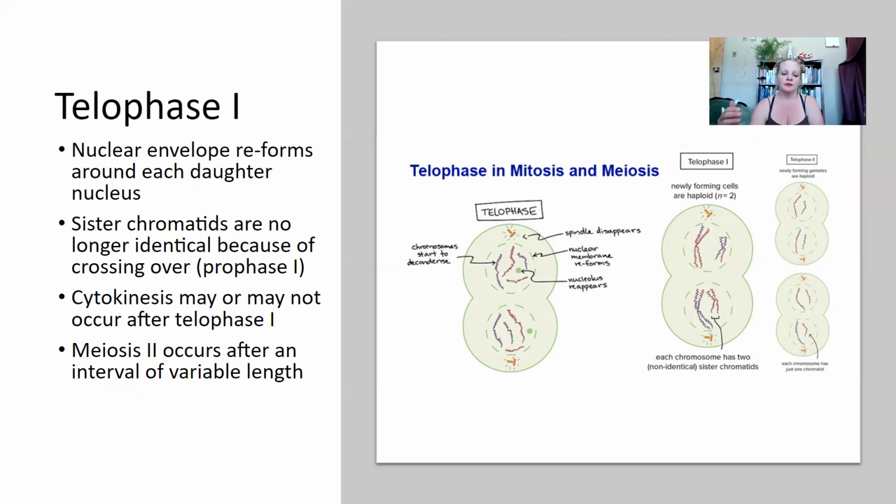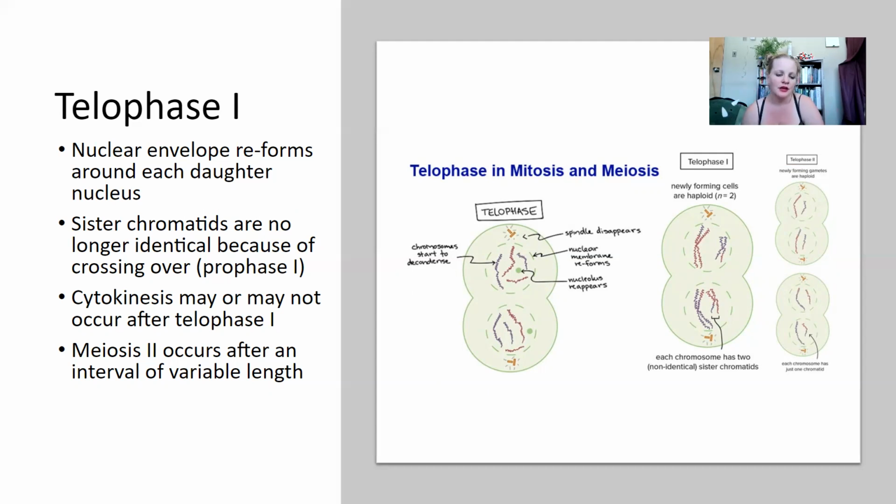Now, we may or may not see cytokinesis at this point. So remember, cytokinesis is the actual pinching off of the 2 new cells. We have 2 nuclei, and they could be hanging out in one cell, and then go on to do the rest of meiosis 2.